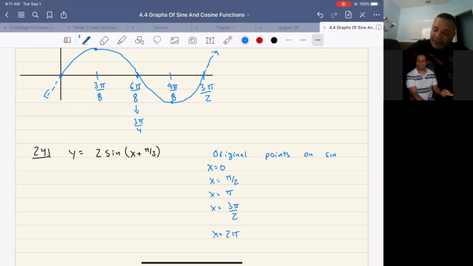Okay. And what am I going to do? I'm going to subtract pi over 3. Why subtract? Because remember, if, let's say, x plus pi over 3 equals 0, that means x is negative pi over 3. So this one is negative pi over 3.